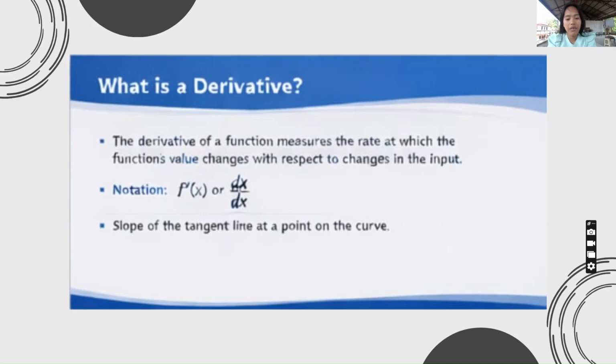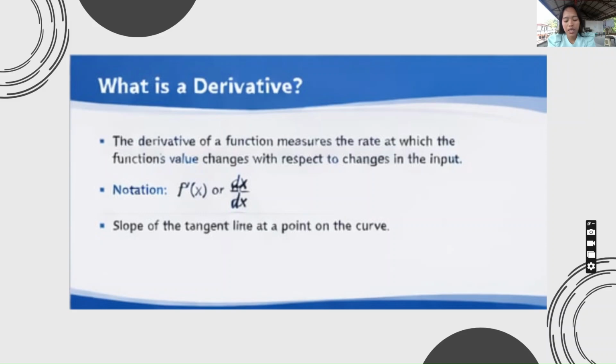The derivative of a function measures the rate at which the function's value changes with respect to changes in the input. For example, if we have a function representing the distance of a car over time, the derivative tells us the speed of the car at any specific moment.